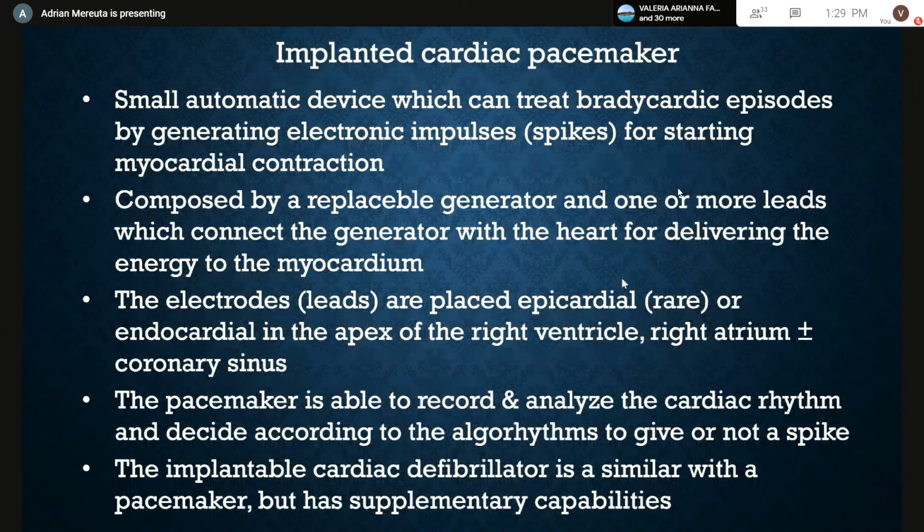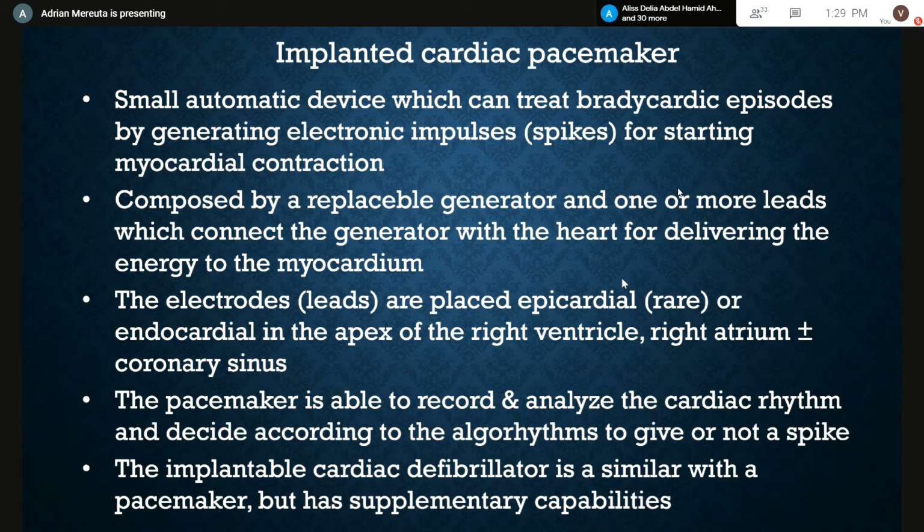Already, I think you know a lot of this, but what is essential? It's a small device, a small computer, let's say, which can treat bradycardic episodes by giving an electric impulse, which is usually called a spike, because on the ECG it's a very, very narrow line, for starting myocardial contraction. It has two more main components: a generator, which is replaceable, and a few leads.